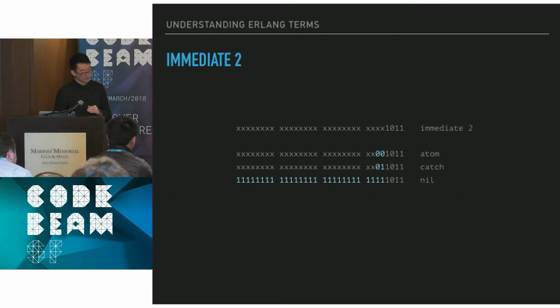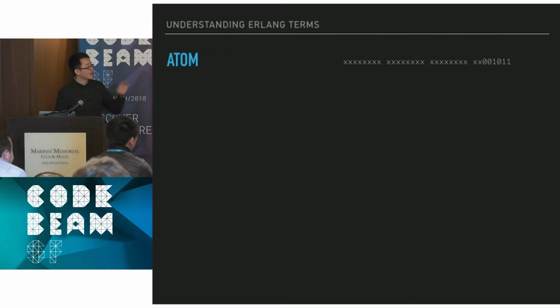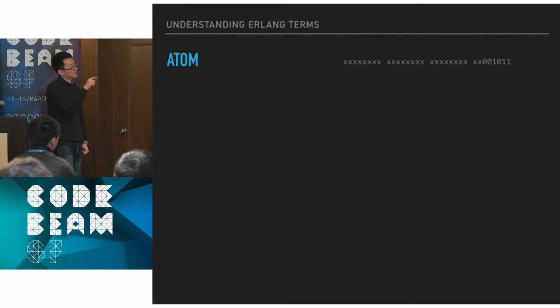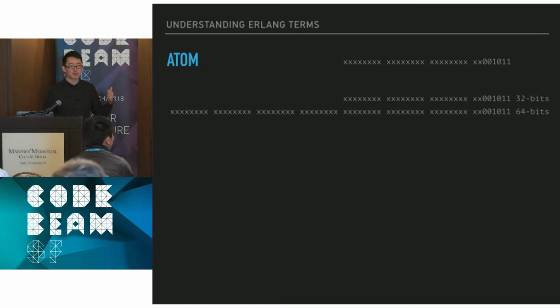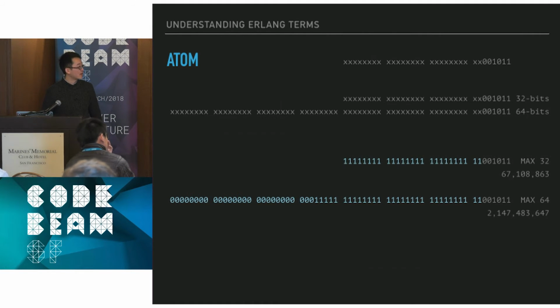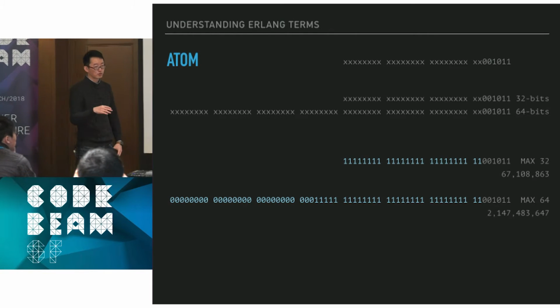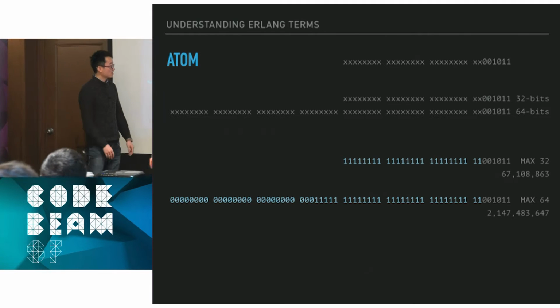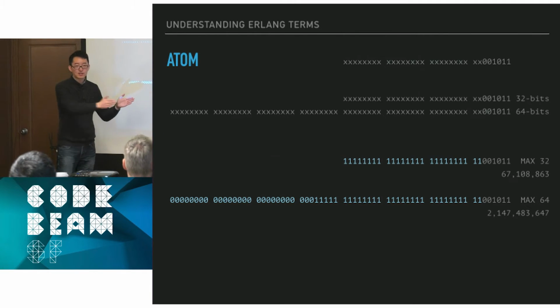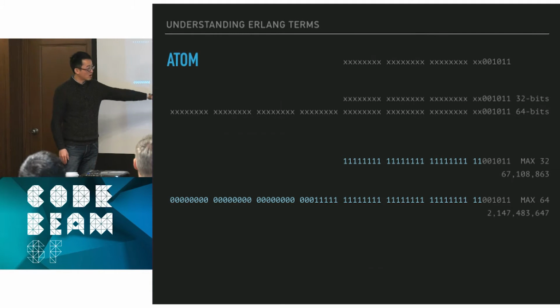And for immediate 2, we're going to look at the atoms. The atoms start with 0, 0, 1, 0, 1, 1, and it's the same idea as the small integer. All the x are the actual part we can put data into. For the atom, there's no need for a sign. It's like C's enum type, pretty much an integer. So the maximum on 32 bits is just everything being 1. However, on 64 bits, due to some implementation detail, it's not using all the bits here.